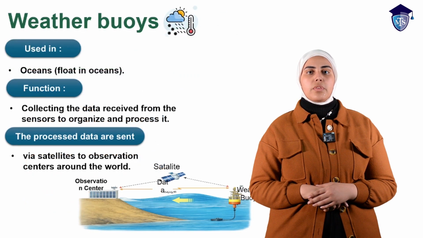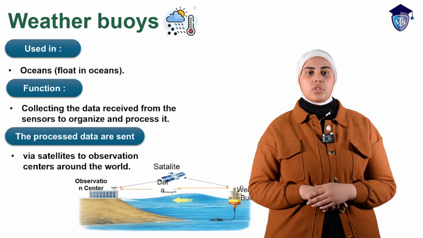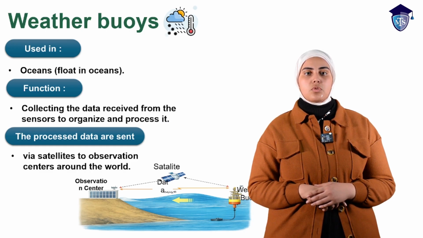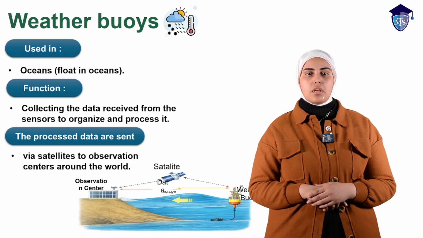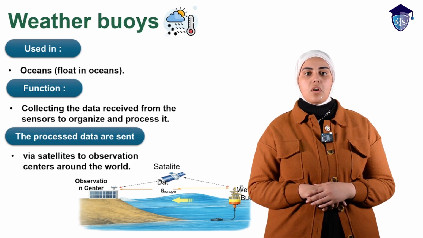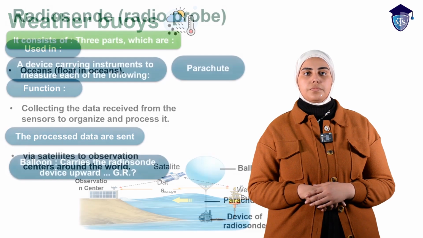Now let's talk about weather buoys. This is used in oceans. Its function is collecting the data received from the sensor to organize and process it. As you can see, the processed data are sent to satellites, to observation centers around the world.